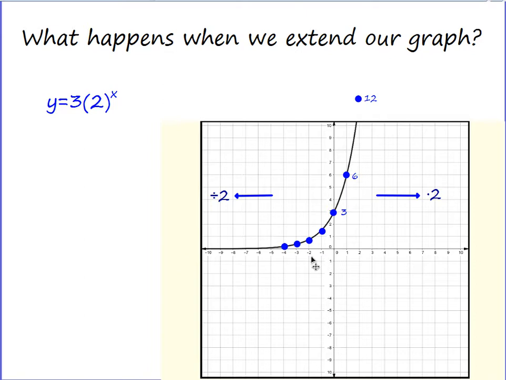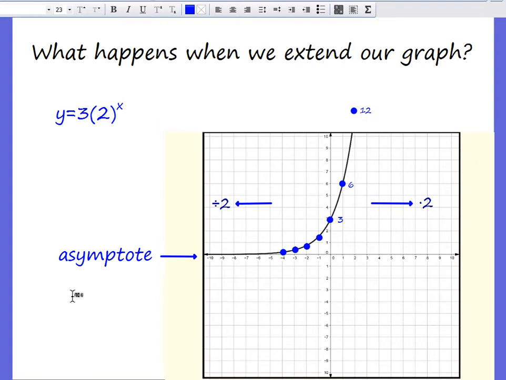That makes the x-axis something called our asymptote, which is defined as the line that we get really, really close to in an exponential function, but never actually touch.